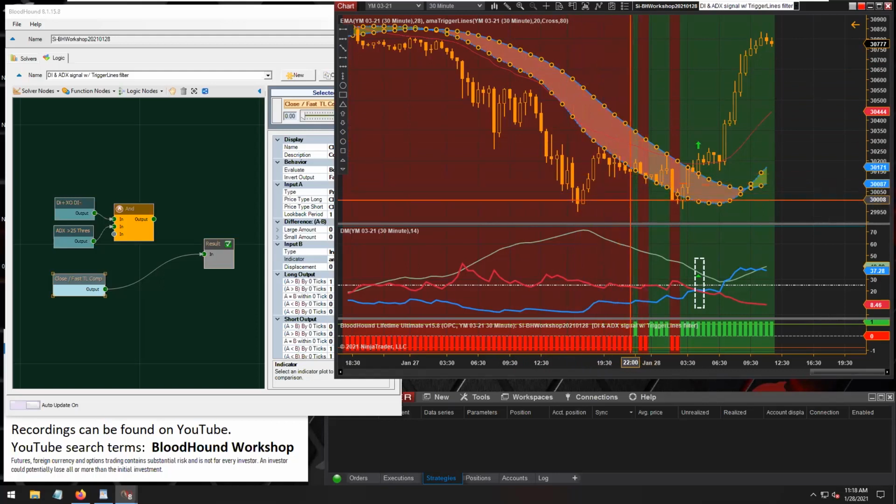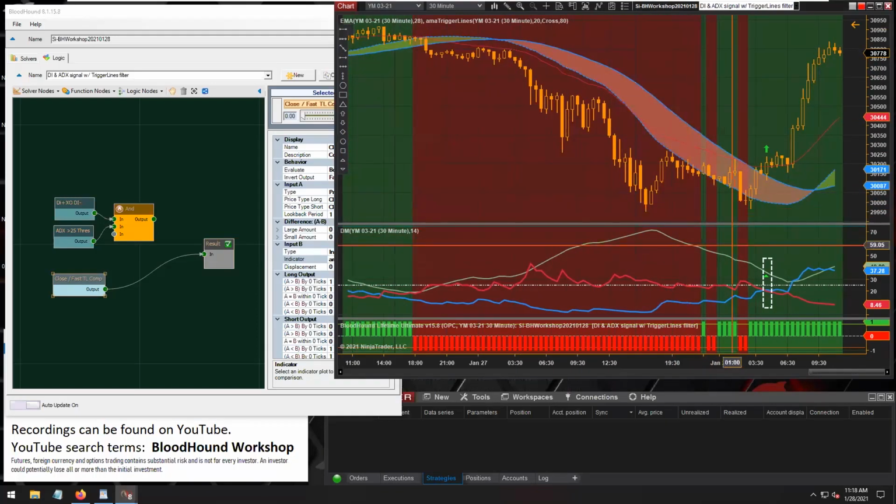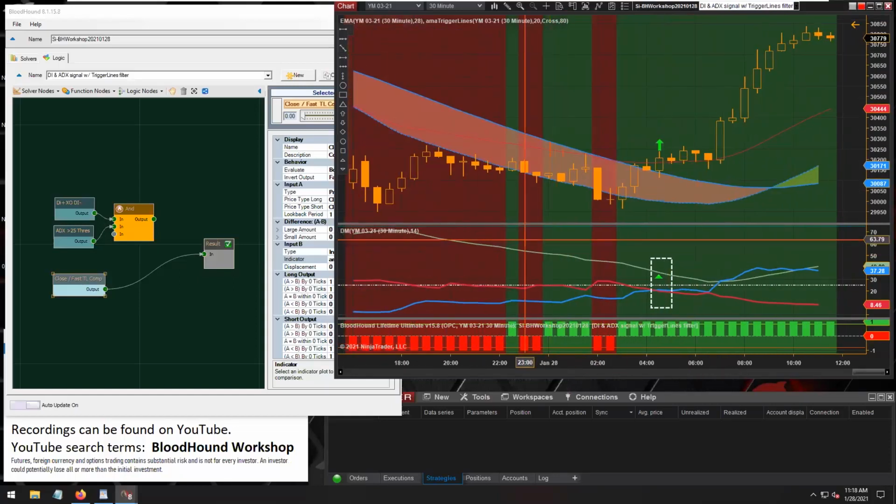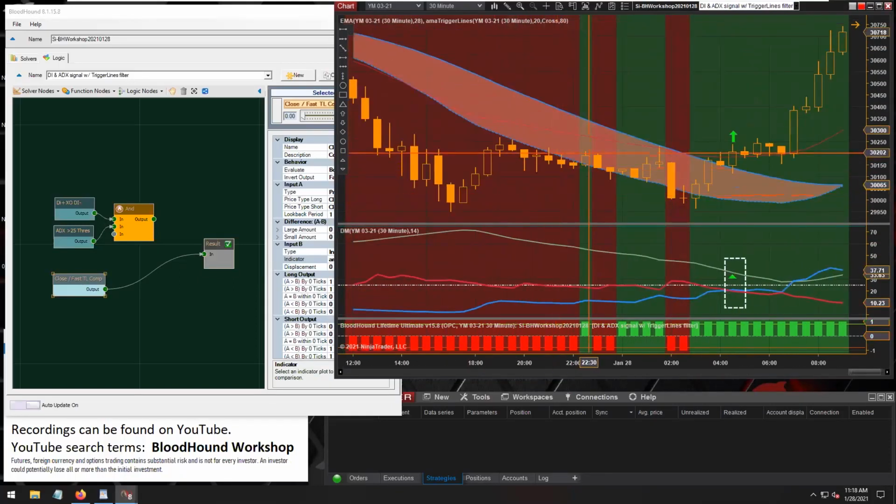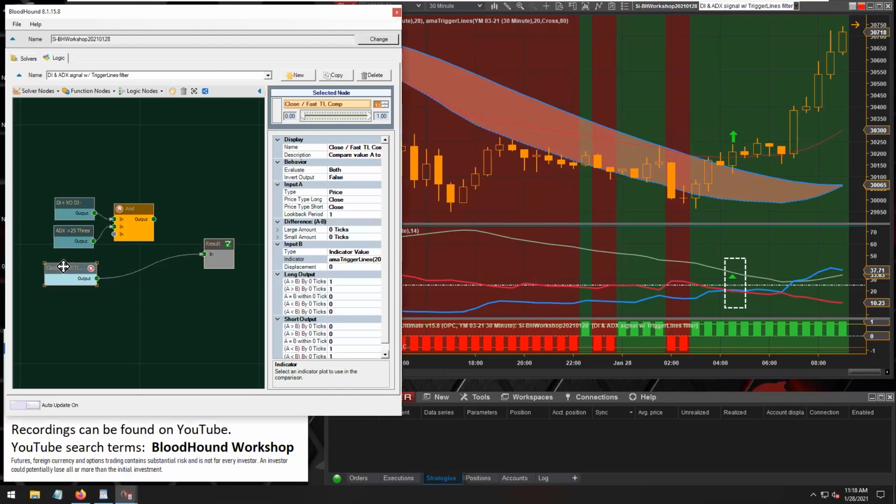And yeah, let's see here. Let's expand this open here. There. So we can see if the bar closes above the fast line, we're getting a long output. And of course, if the closing price is below the fast line, we're getting a short output. So there we go. There's that one done for us.